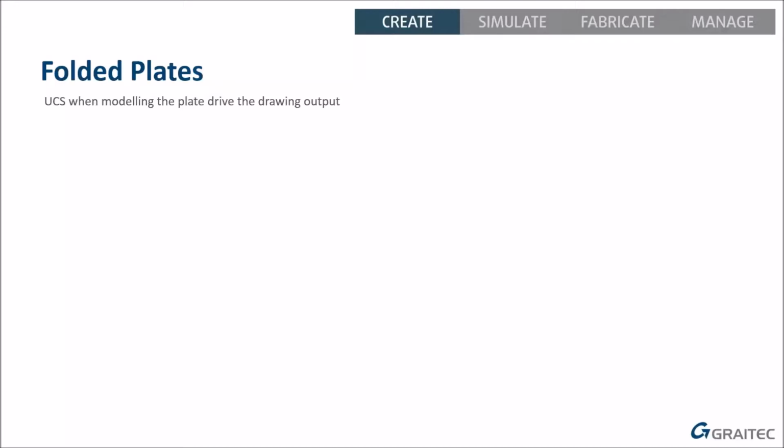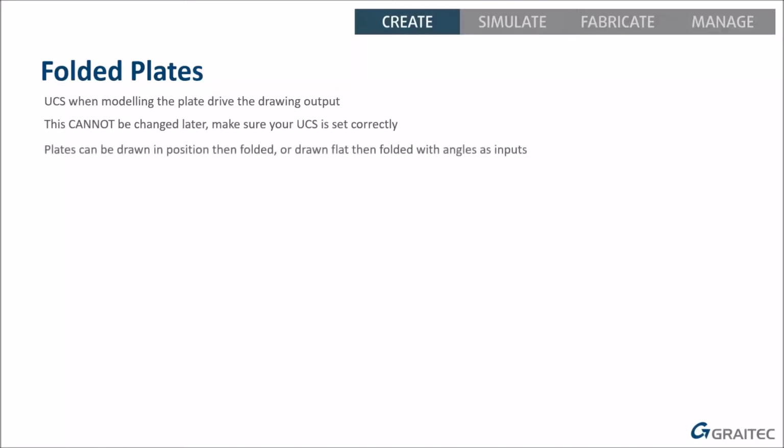Wherever your UCS is positioned when you model the plate that drives the folded plate, that is what the system uses to run the drawing. Unfortunately, there is nothing that can be done to change that. So your UCS has to be set correctly when you manually draw out the plates to begin with. There's nothing that can be done within the system to change that apart from deleting the plate and starting again. So if you take anything away from today, this is the critical bit.